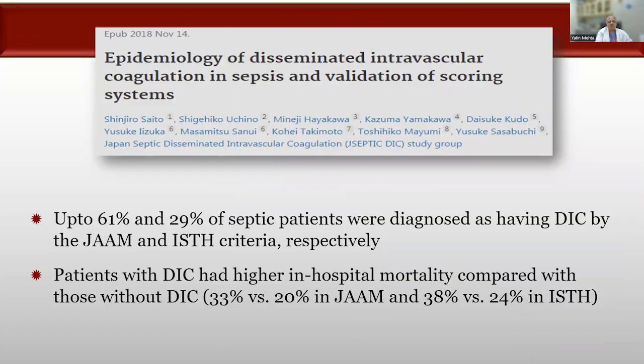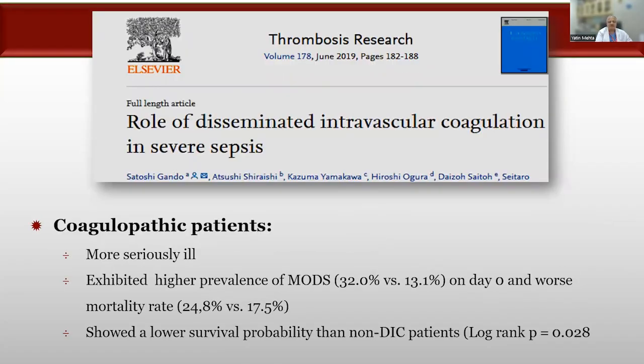So what is the main problem? The Japanese Society and ISTH, the International Society on Thrombosis and Haemostasis, said that SIC, that is sepsis-induced coagulopathy, happens in 30 to 60% of sepsis, and it has significantly higher mortality.